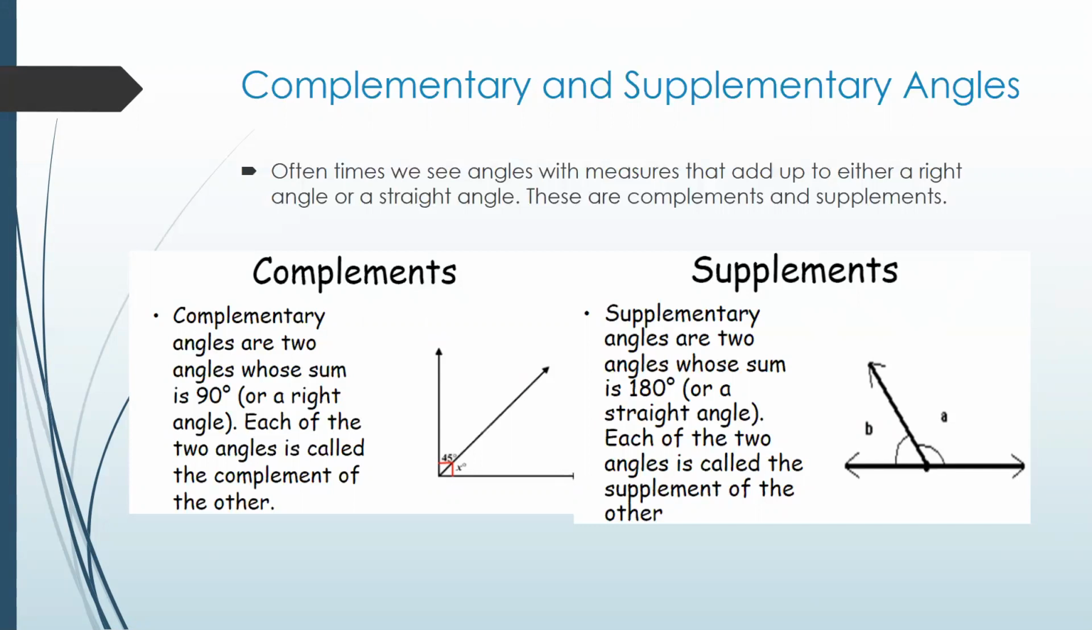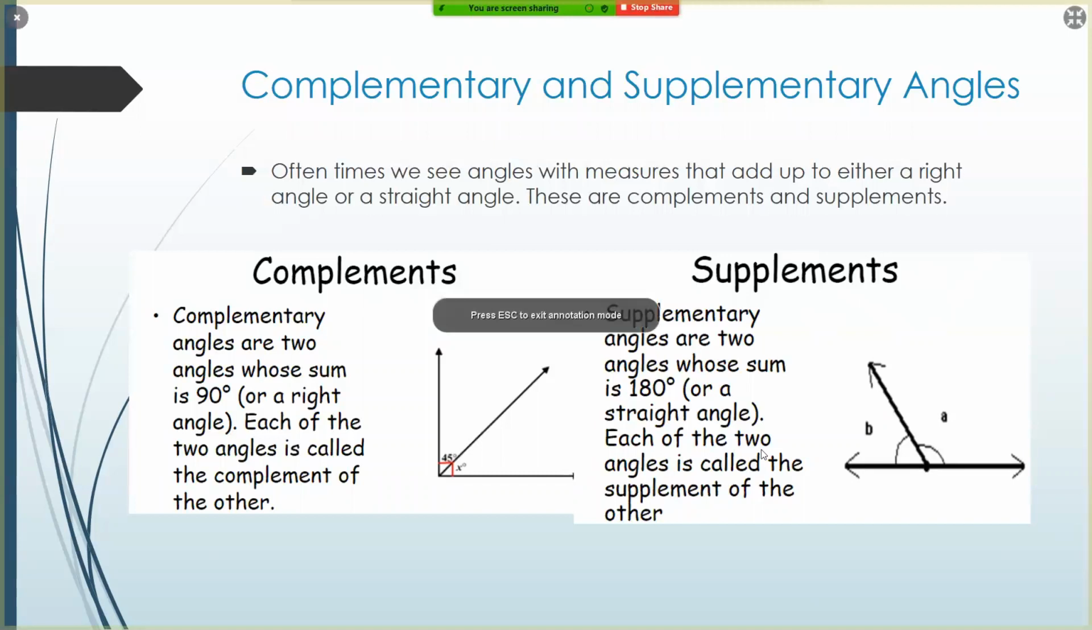So if you look at this diagram here, the little box tells me that this is a 90-degree angle. This angle here is marked 45 degrees. What does this one have to be to give me 90? 45. So this one would have to be 45 degrees because I know when I add these two angles together, it forms a right angle. And 45 plus 45 is 90.